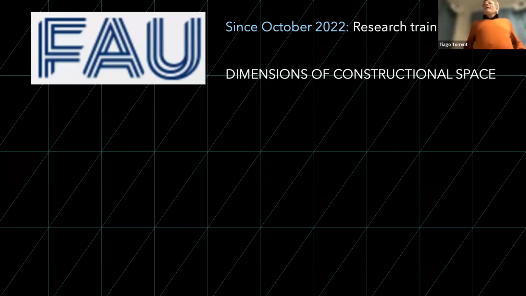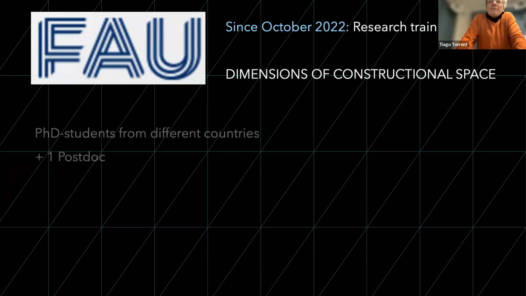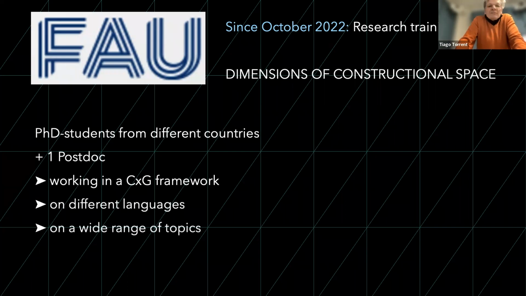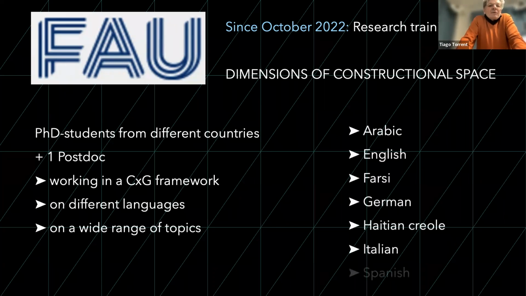So, right, thank you. I'll just explain that since October 2022, we've got a research training group at Erlangen, which is called Dimensions of Constructional Space. This means that we have PhD students from different countries, one postdoc, Elodie, working in the constructionist framework on different languages, on a wide range of different topics, some of which you will introduce. We've got a variety of languages at the moment. There will be a second phase and possibly a third phase with maybe other languages.